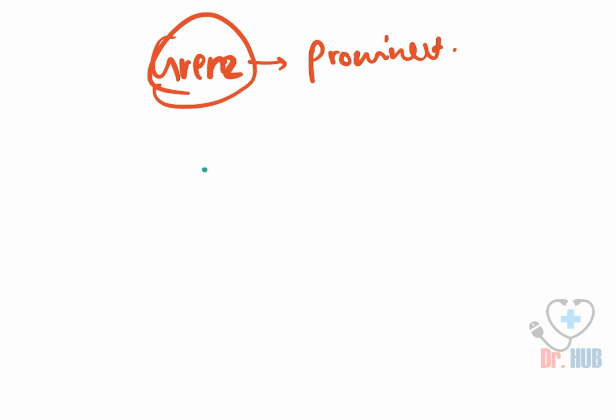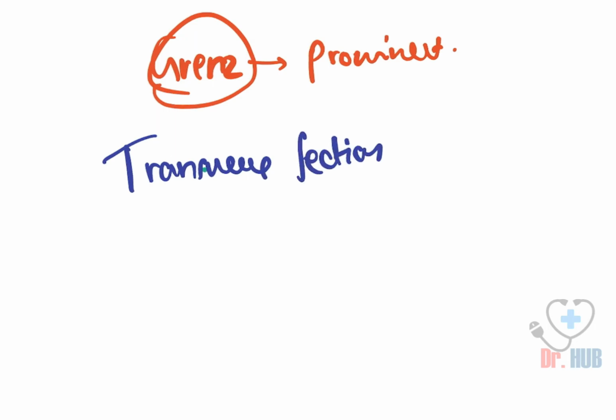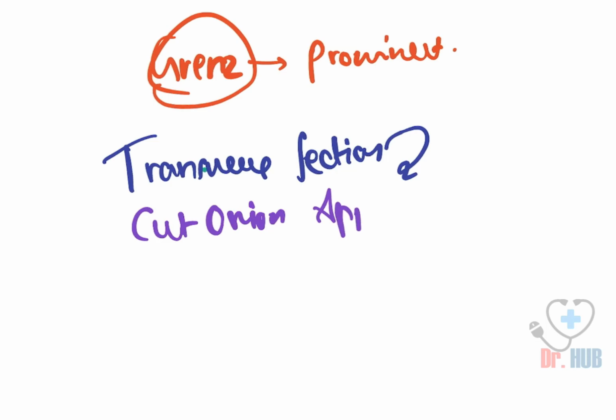Next we need to know that in a transverse section of the nerve, it shows a cut onion appearance.